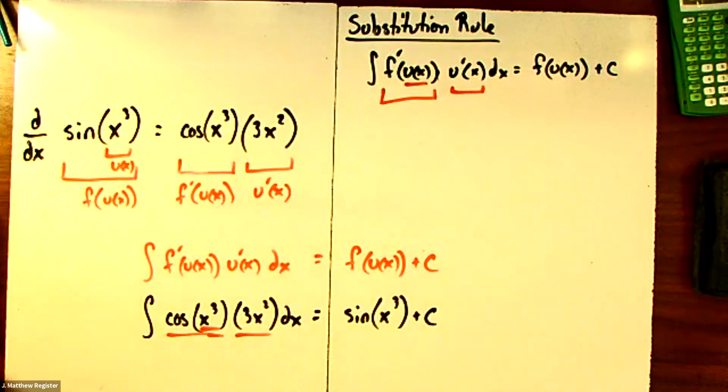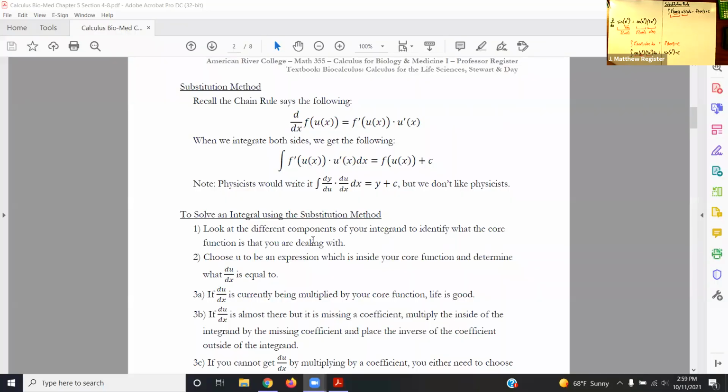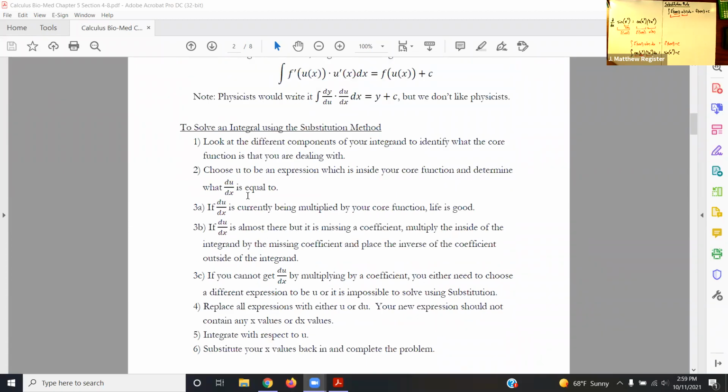Now, I have some guidelines on how to actually do this in practice. Let's read through those guidelines and then we'll go through some practice problems. To solve using the substitution method, the first thing you want to do is look at the different components of your integrand to identify what the core function is that you're dealing with. Maybe core function isn't as descriptive as I would want. What you want to be doing is looking for whatever function is a composition of functions, whatever function has another function inside of it. Choose u to be the expression which is inside of your core function, and then determine what du/dx is.